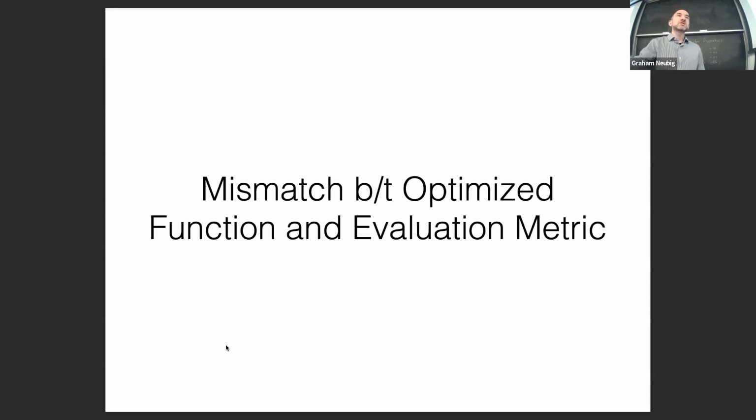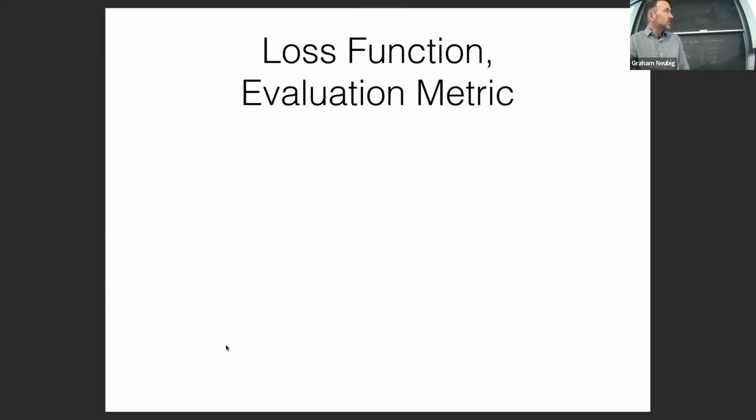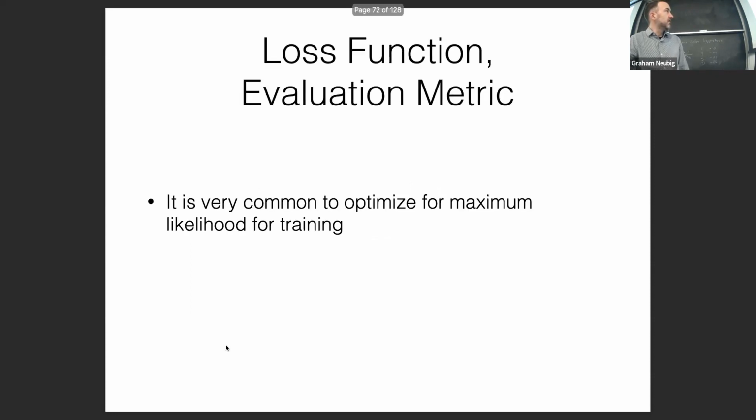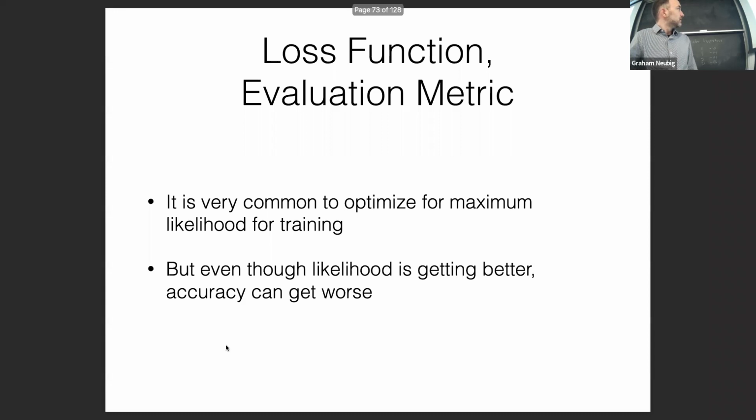Okay, I'm going to move on to the next thing, the mismatch between the optimized function and the evaluation metric. This is something that I think people are maybe a little bit less familiar with, but it's very important. It's especially important in things like text generation. So if we think about our loss function and our evaluation metrics, most of the time we optimize for maximum likelihood during training. However, even though likelihood is getting better, accuracy can get worse.